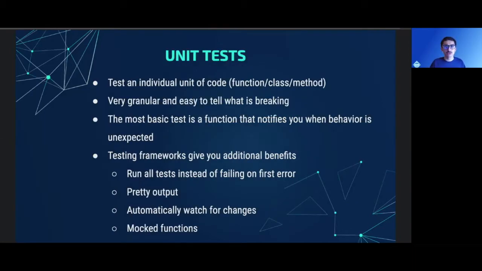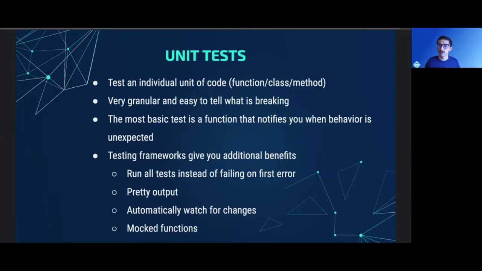I mentioned unit tests earlier, and you're probably thinking, how are we going to write some basic unit tests? As we talked about in the last slide, unit testing is testing an individual unit of code, like a function, class, or method. One great thing about unit tests is they're very granular, so you know exactly where your code is breaking, and that makes it very easy to tell what you need to fix. The most basic unit test is just a function that lets you know whether a behavior is expected or not. There are also alternatives to basic unit tests, such as testing frameworks, and they give you additional benefits.